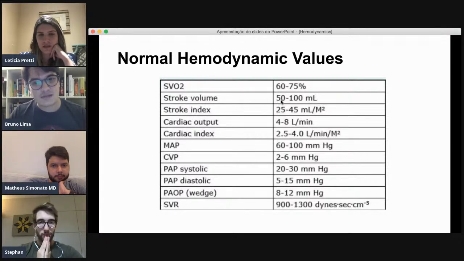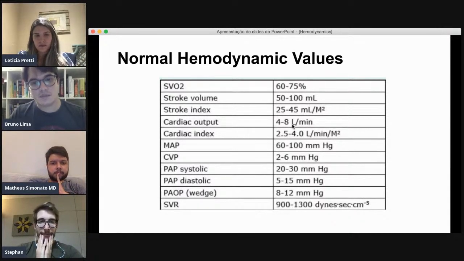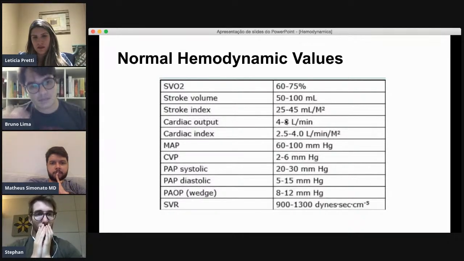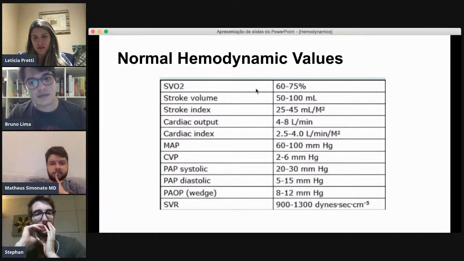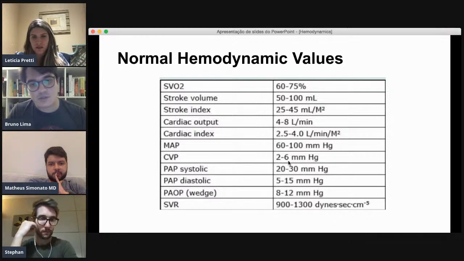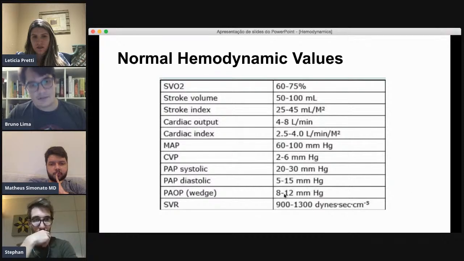Stroke volume and stroke index, don't bother much, but cardiac output, the normal cardiac output, is between 4 and 8 liters per minute. Cardiac index, you're going to see later that this is really important. It's an important number for you guys to memorize, around 2.5. MAPs, you guys know. CVP, central venous pressure, is usually less than 10. And these are some numbers for the SVR and numbers for the PA pressures.